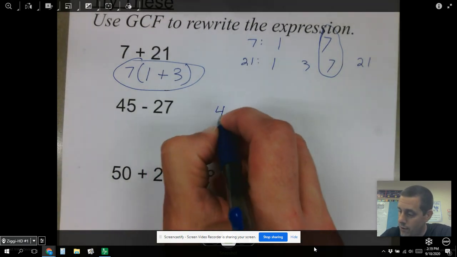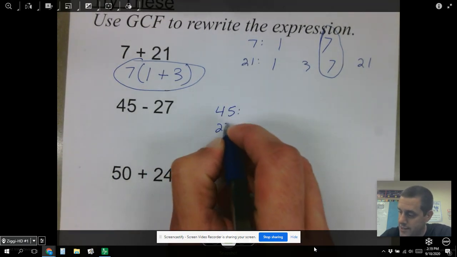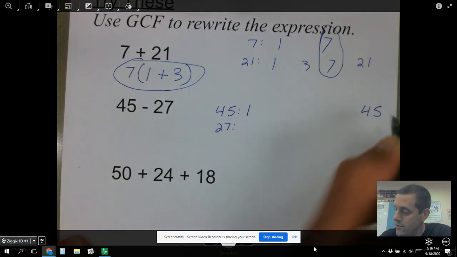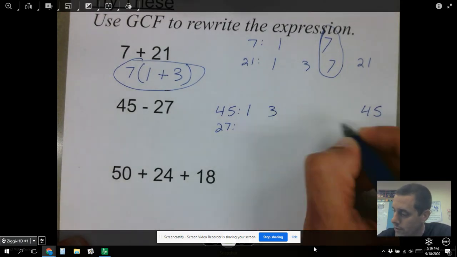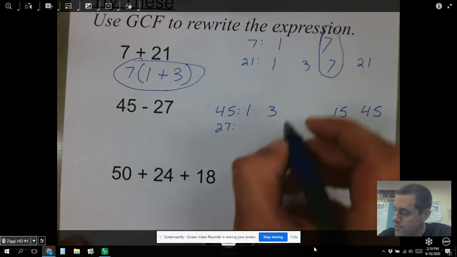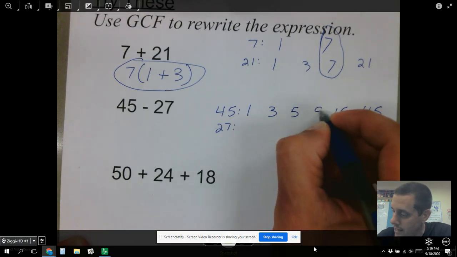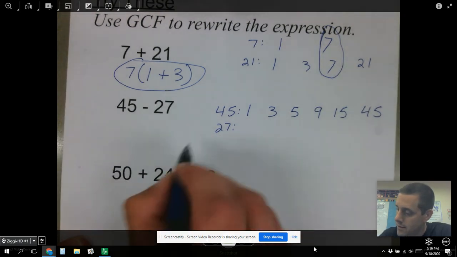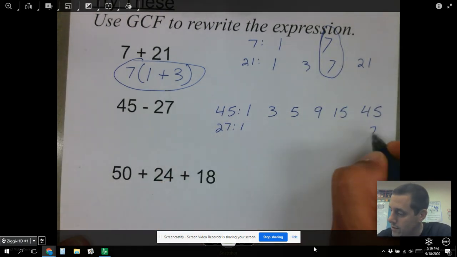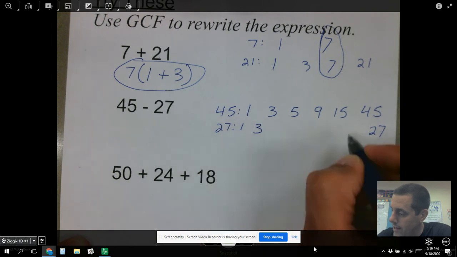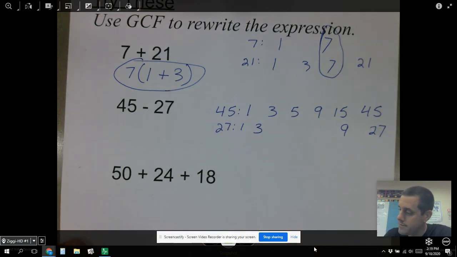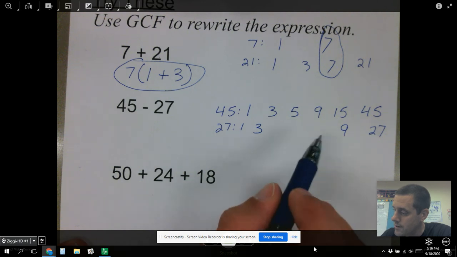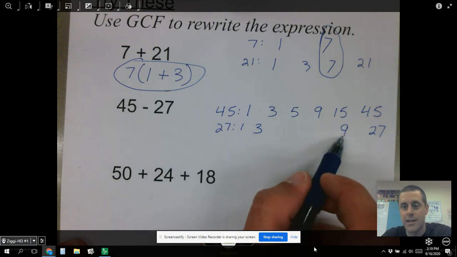Next problem, we have 45 and 27. Let's go ahead and factor. We get 1 and 45. 2 won't work, but 3 will. 3 times 15. 4 does not work, but 5 will. 5 times 9. 6, 7, or 8 is no go, and 9 is my repeat. Now on to 27. Our factors are 1 and 27. 3 and 9. 4 won't work. 5 won't work. 6 won't work. 7 or 8, but 9 is my duplicate.